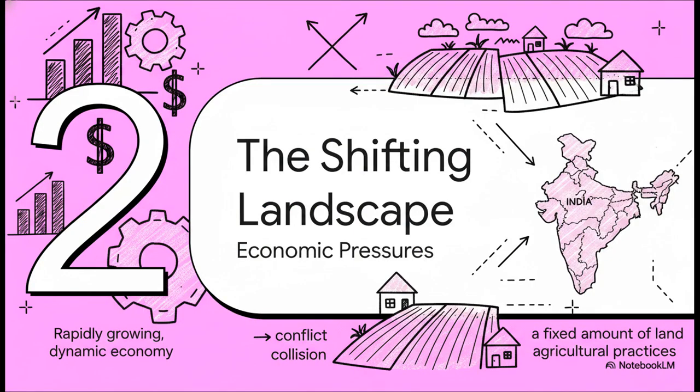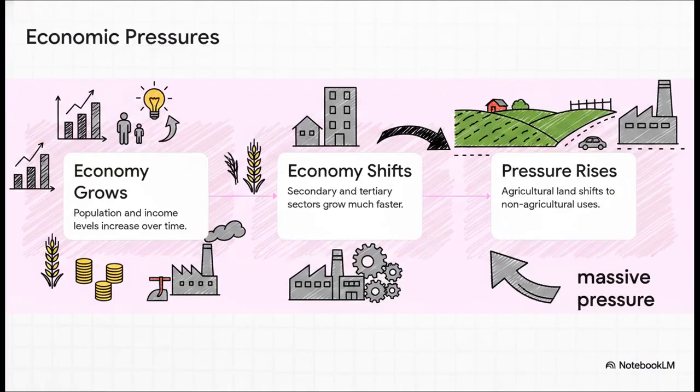Section 2. The shifting landscape. Economic pressures on a fixed asset. This brings us to a fascinating clash. What happens when a rapidly booming dynamic economy collides with a fixed amount of land? Well, the pressure builds in 3 pretty logical steps.